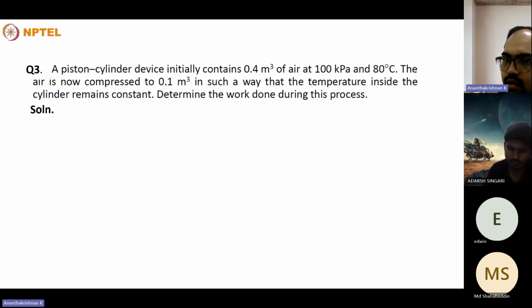It's a numerical problem. Look into it. It's based on a piston cylinder device. It's a first law based consideration. It's a closed system case. So just look into it and try to solve it. Meanwhile, I'll also try to solve it in another 1 minute.